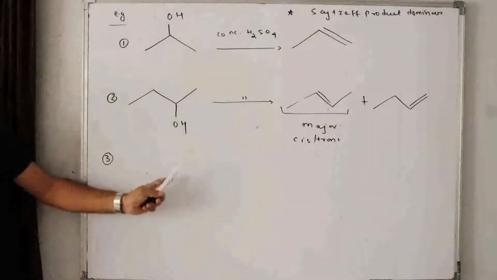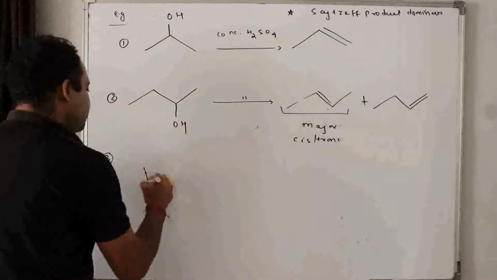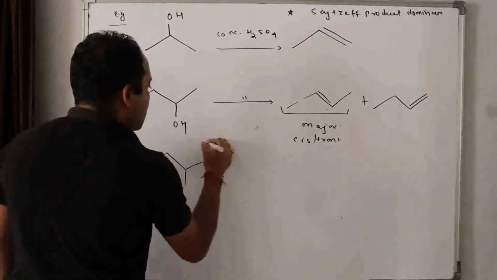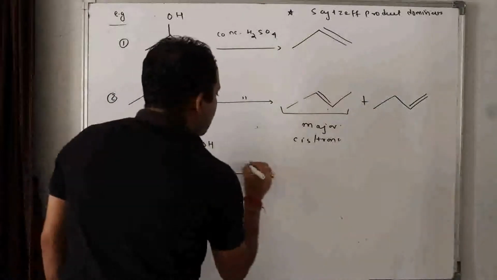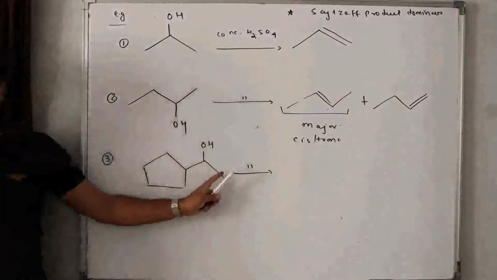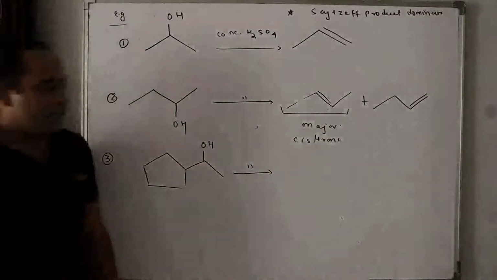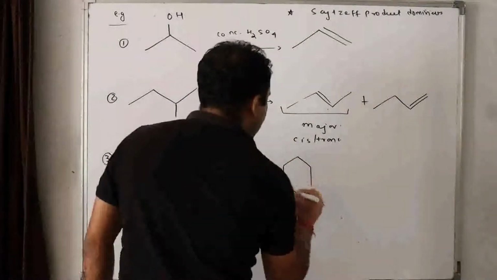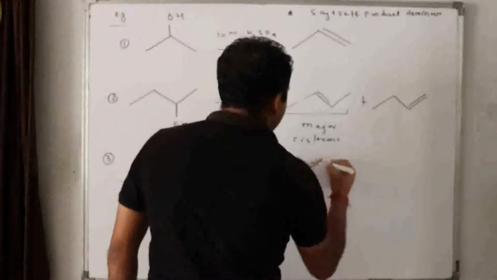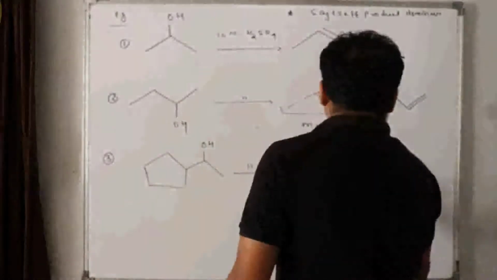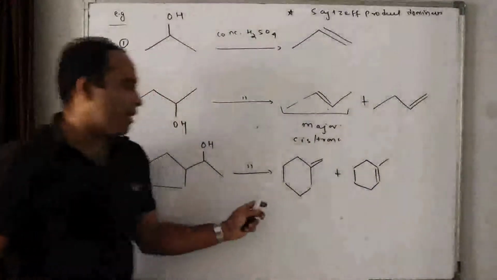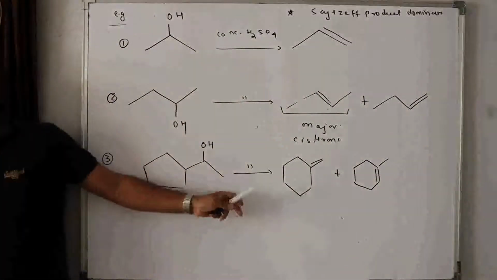Now go for the third question. Third question, what will happen? OH with the same concentrated H2SO4. Here OH is removed, carbocation formed. That means, do you remember? Carbocation will be formed, rearrangement occurs. Do you want me to write it again? We discussed previously how carbocation is formed, isn't it?